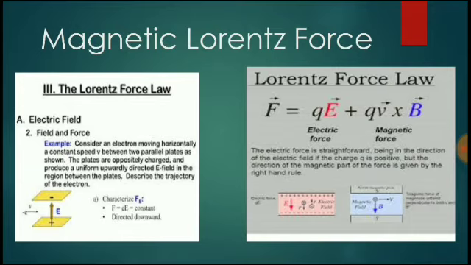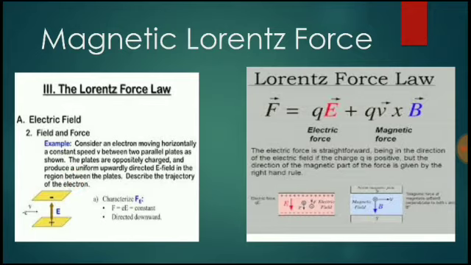See the Lorentz force law, another explanation for the Lorentz force. Consider an electron moving horizontally at constant speed between two parallel plates as shown in the figure. The plates are oppositely charged and produce a uniform, upwardly directed electric field in the region between the plates. See this electric field. So for the trajectory of the electron, F is the force, E is the electric field, and V is the velocity.